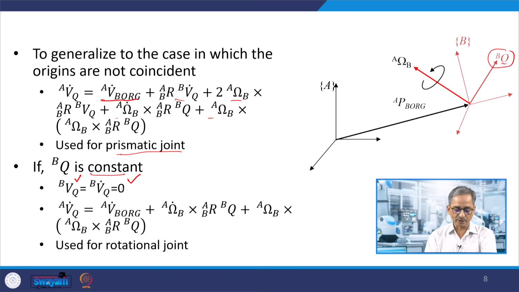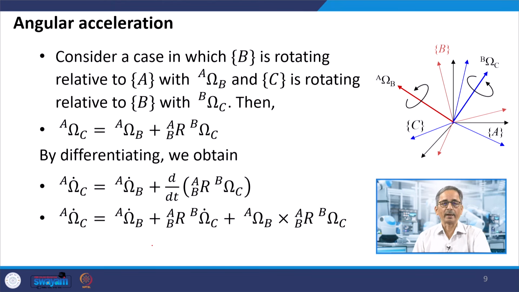So, if I substitute these two in this equation, I can simplify this equation further. So, this term goes to 0 and this term also goes to 0. So, I am left with this term plus the other term, and this expression can be used for finding out the acceleration of a point in case of a rotational joint. So, that was all about linear acceleration.